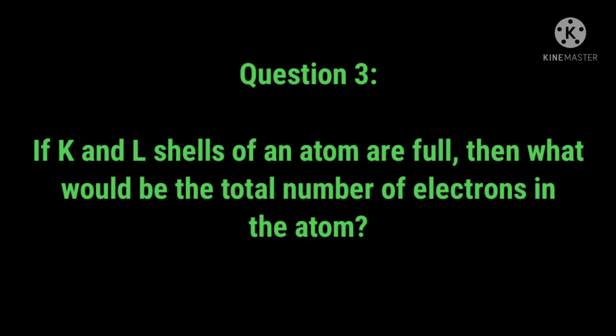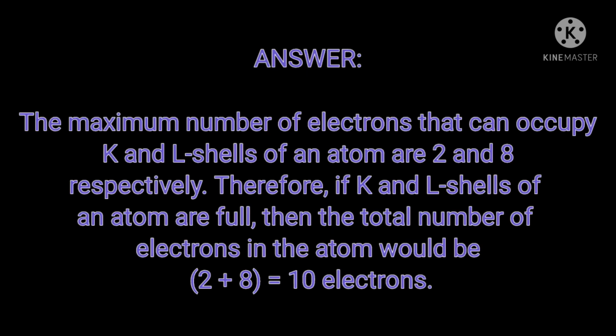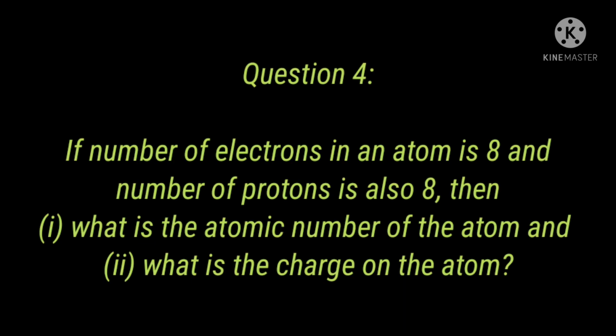If K and L shells of an atom are full, then what would be the total number of electrons in the atom? The answer is, the maximum number of electrons that can occupy the K and L shells is 2 and 8, and hence it is 10.